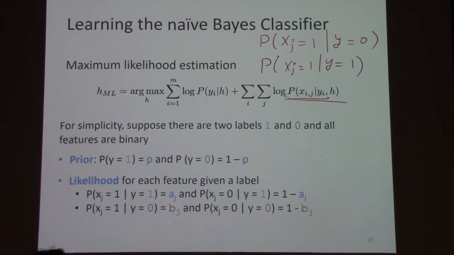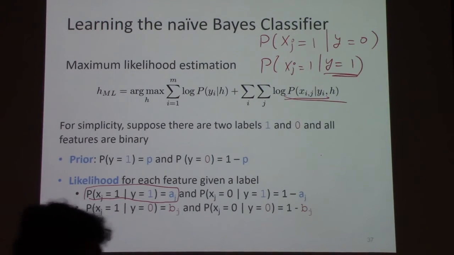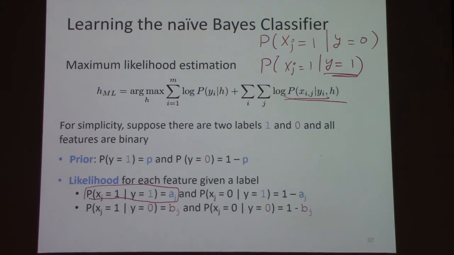Okay? Let's consider the case when the label y equals 1 first. We assume when the label is 1, the probability that xj equals 1 is aj. It's a coin. So when the label is 1, for the jth feature, you toss a coin whose bias is aj. If it says heads, you say 1. If it says tails, you say 0. The probability that it says heads is aj.